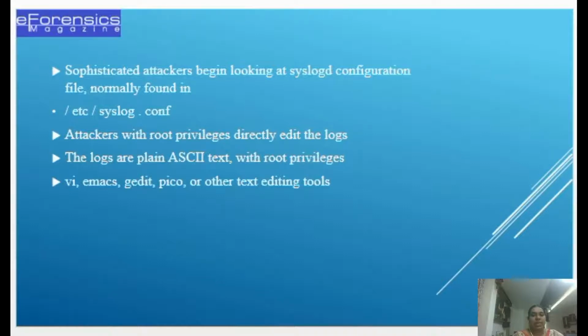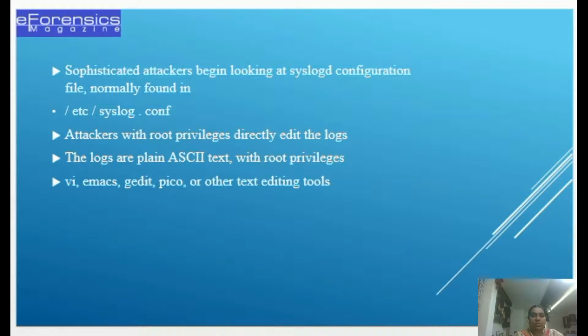They begin by looking at the syslog configuration file, normally found at /etc/syslog.conf, to determine where the log files are located. The configuration tells syslogd where in the file system to put the logs. Once the log location is discovered, an attacker with root privileges can directly edit the logs. Root privileges could be obtained by a buffer overflow attack, and logs are plain ASCII text. With root privileges, the attacker edits the logs directly.